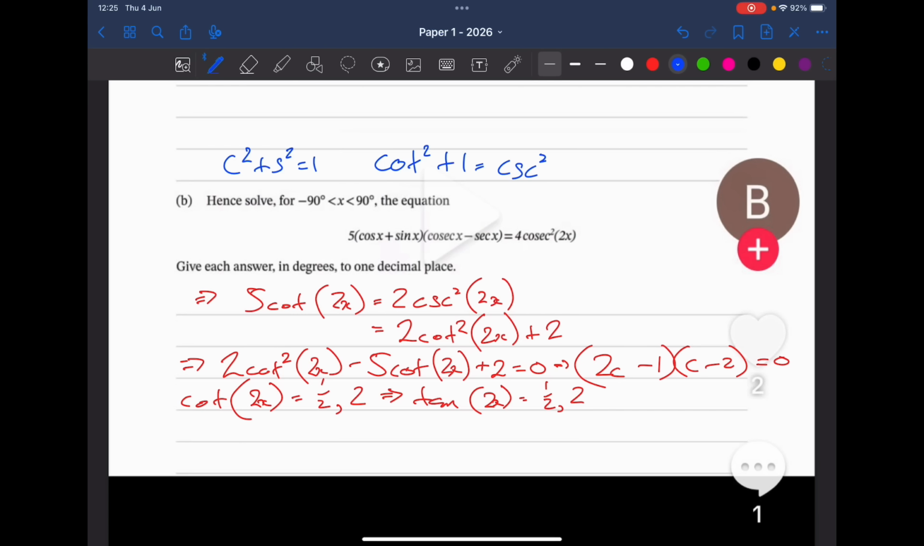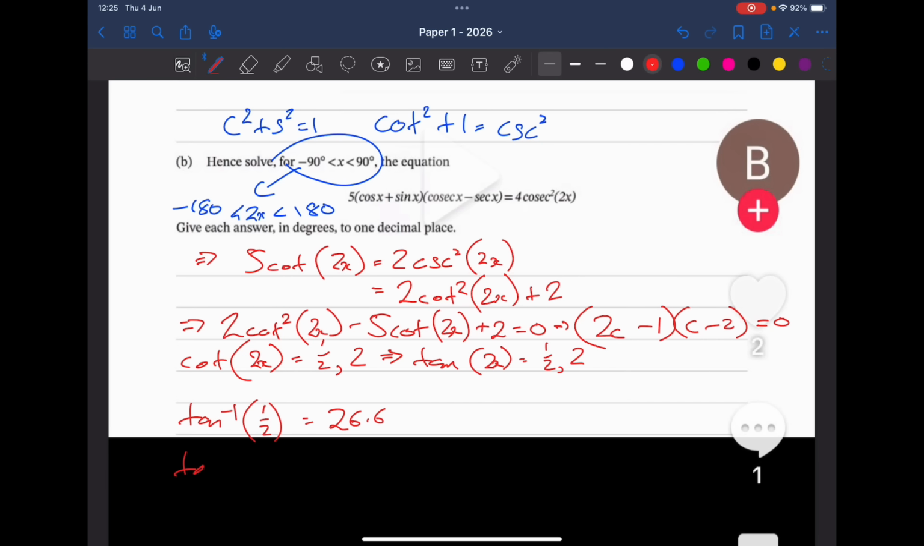One thing we can do, ever so slightly, is change this to be between minus 180 and positive 180 for 2x. So now when we look at inverse tan of a half, what number do we get out? We're in degrees here, so let's set things up in degrees. Inverse tan of 0.5, I get a number of 26.6. And if I do inverse tan of 2, I get 63.4.